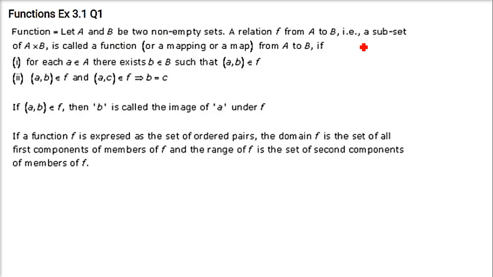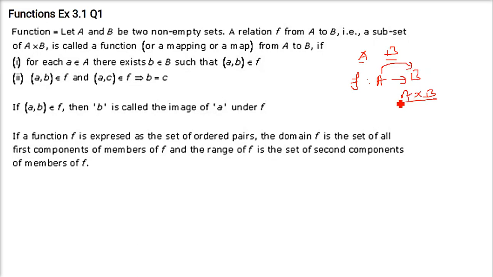When we have two sets A and B, and they are non-empty sets, that is, they contain something, then the relation F from A to B is a subset. All these ordered pairs will be belonging to A cross B, that is, it will be a subset of the Cartesian product A cross B. This is called the function or a mapping from A to B.